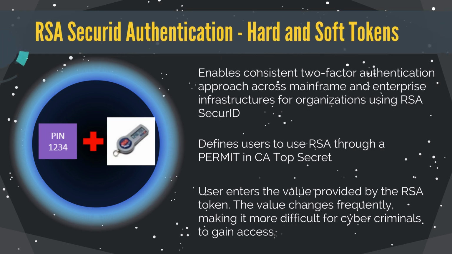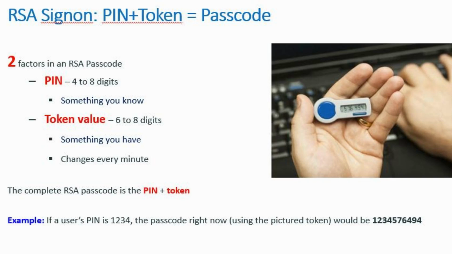Administrators can require users to log on to z/OS applications by using RSA SecurID credentials instead of a password or password phrase. This feature enables a consistent two-factor authentication approach across mainframe and enterprise infrastructures. The two factors that constitute an RSA passcode are a PIN, which is something you know, and a token value, which is something you have.